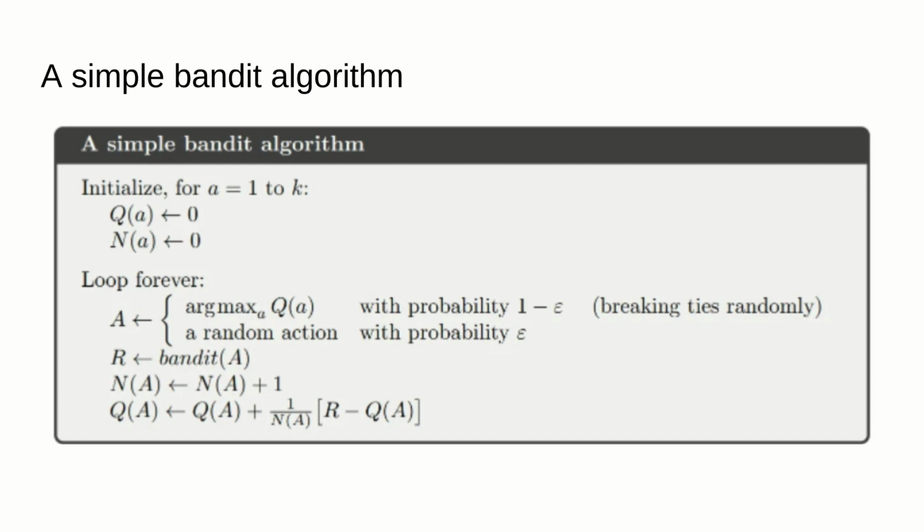So with probability 1 minus epsilon, it takes the greedy action. That's what the argmax is doing. Argmax A Q of A just means take the action with the highest Q value. Then with probability epsilon, we choose to explore by selecting an action randomly. Then we get our reward by actually taking the action in the environment. And finally, we increment our action count and update our estimation for the value of this action using the incremental updating rule we went over previously. Now we can get into a Python implementation.